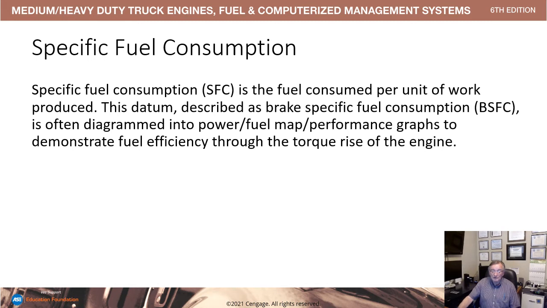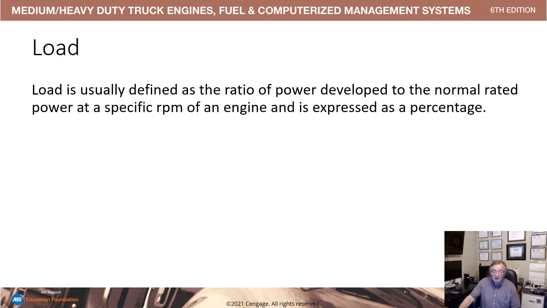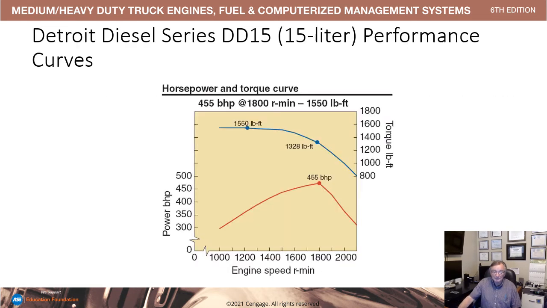Specific fuel consumption is fuel consumed per unit of work produced. This datum, known as brake-specific fuel consumption, BSFC, is often diagrammed into power fuel map performance graphs to demonstrate fuel efficiency through the torque rise of an engine. Load is usually defined as the ratio of power developed to the normal rated power at specific RPM of an engine and is expressed as a percentage.